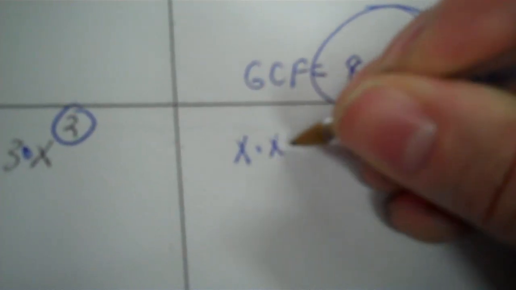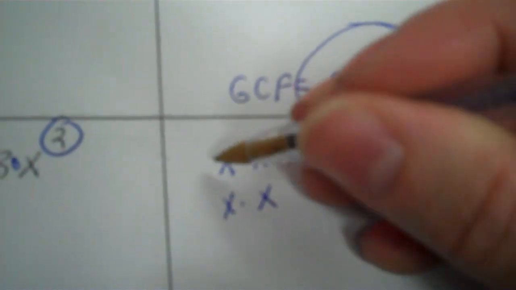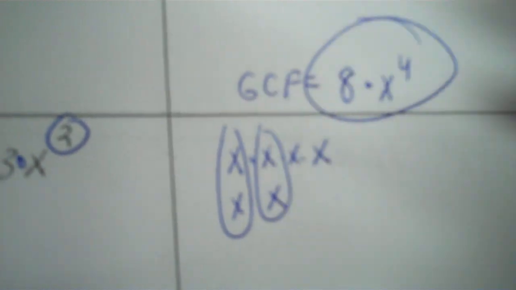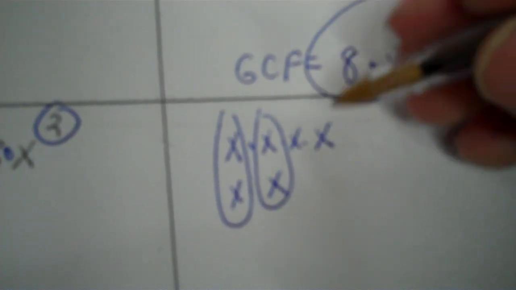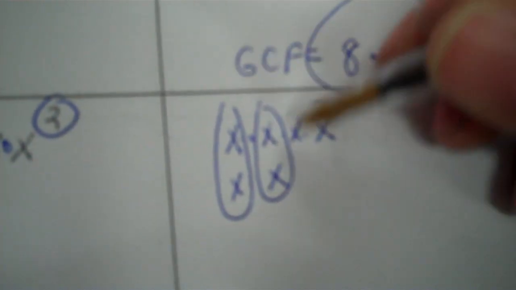So it's 1, x to the 4th, and x to the 2nd. Now be careful here. X to the 4th is x times x times x times x. X to the 2nd is x times x. So I have 1 pair, 2 pairs. You cannot circle those, okay? They're in the same row. You can only circle this way. You can't go like that.